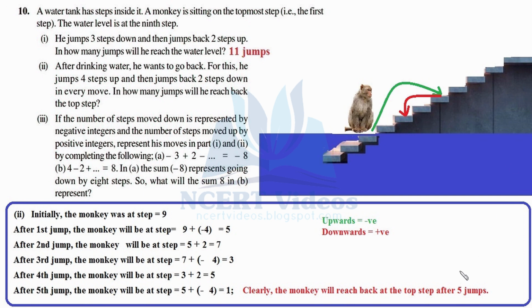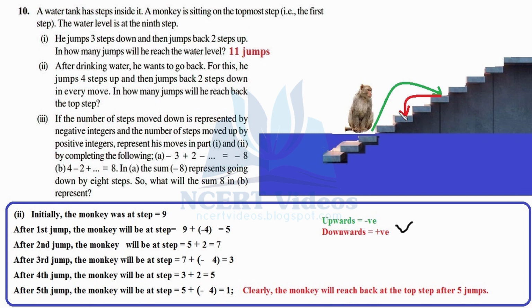This was logical. Now let's do it mathematically. Again, upward is negative, downwards is plus. Now after first jump, he'll be at 9 plus minus 4 because we move upwards, we'll take it negative. So he'll be at 5. So 9 minus 4 is 5. Done. Now after second jump, he'll move back towards water. So he moves 2 steps towards water and it will be taken as plus. So finally after 2 jumps, he's at 7th step.